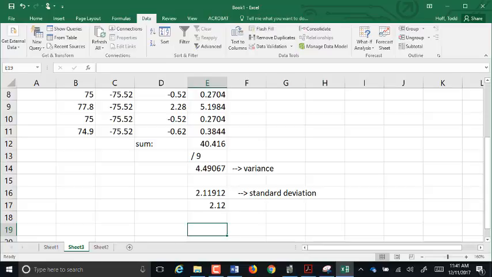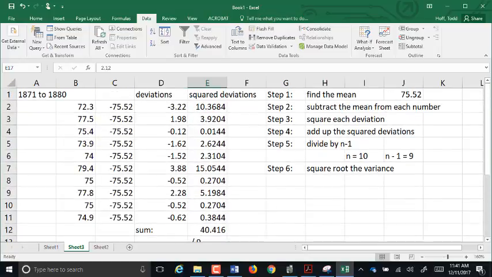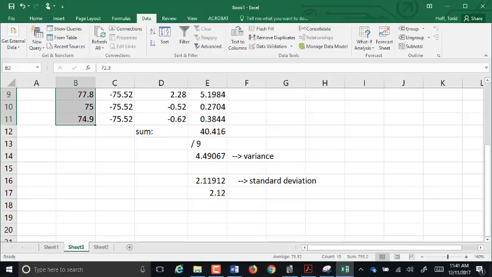So from 1870, 71 to 1880, what that is saying is on average, the temperature for that year is about 2.12 degrees away from the mean for that 10-year period. So the mean was 75.52. On average, any temperature for any individual year is 2.12 degrees away from that mean.